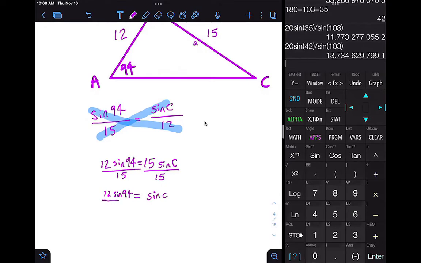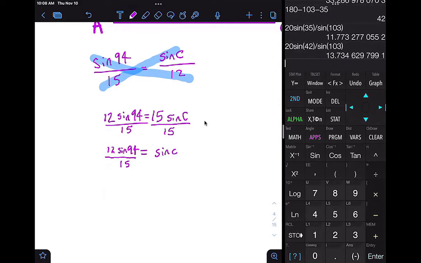So you're solving for an angle. What we're going to do is hit the second button, second sine, that is sine inverse. And we're going to sine inverse that whole entire thing, 12 times sine of 94 degrees. Make sure you close that parentheses that opens in your calculator. And then you divide by 15. That's exactly how I'm going to type it into the calculator: second sine, 12 sine 94, close parentheses, and then divide by 15.